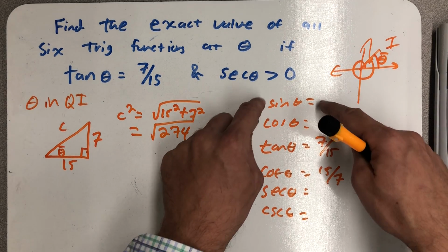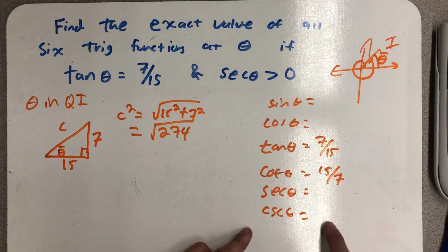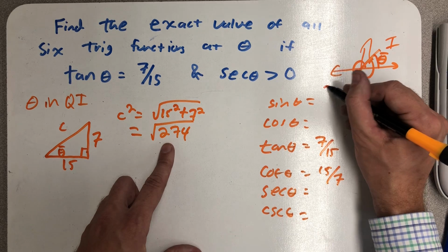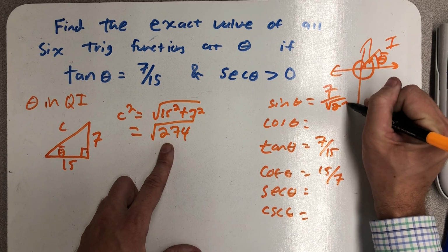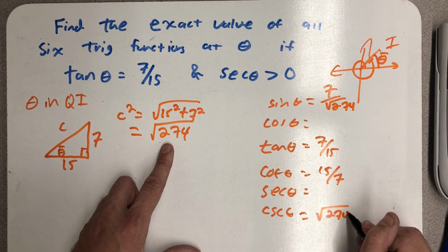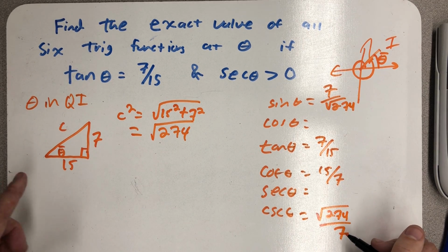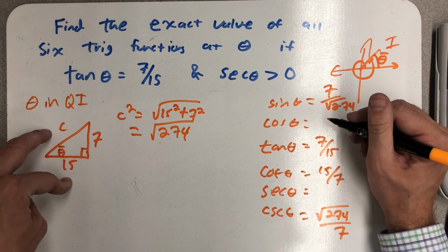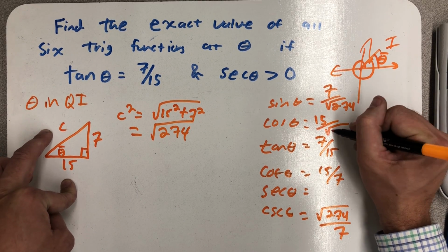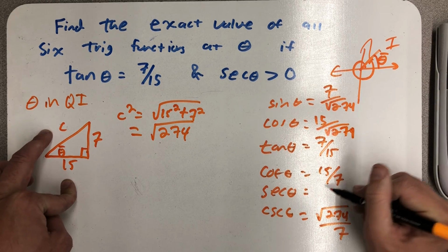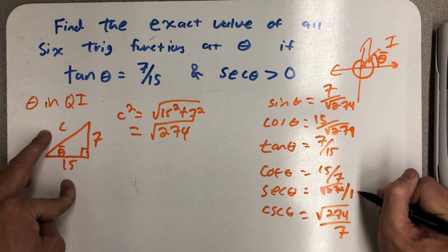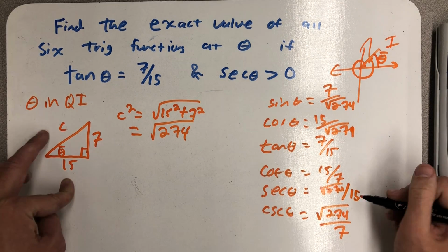So now I just need to use my right triangle to fill in sine, cosine, secant, and cosecant. Sine is the opposite over that hypotenuse. And go on and write down what cosecant is. It's the reciprocal. And then finally, cosine is the adjacent side over the square root of 274. And there we have it. The exact value of all 6 trig functions evaluated at this angle theta.